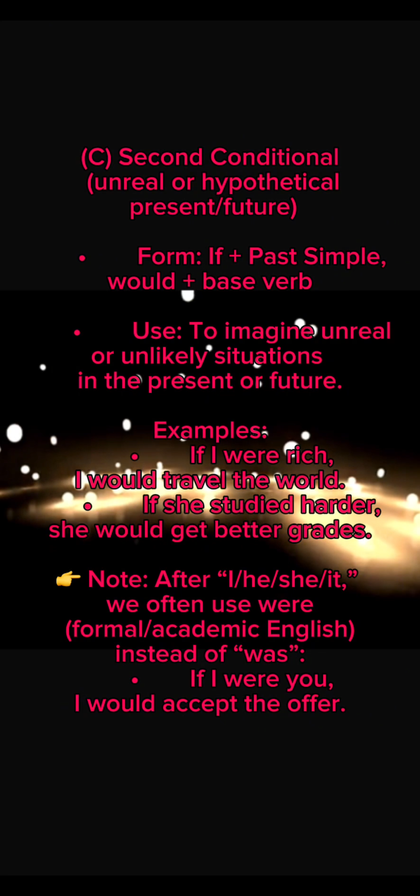Here we need to note one thing. After I or he or she or it, we often use were. This is the formal or academic English instead of was. For example, if I were you, I would accept the offer.